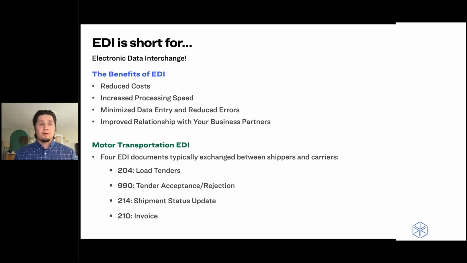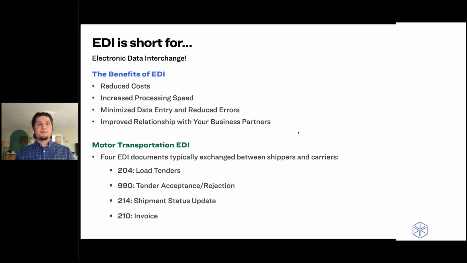You have a 204, which is an electronic load tender. You have a 990, which is going to be your load tender acceptance or rejection. You have a 214, which will be your shipment status update or your shipment status message. And finally, you'll have a 210, which is your electronic freight invoice.